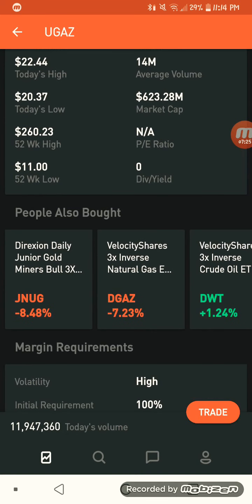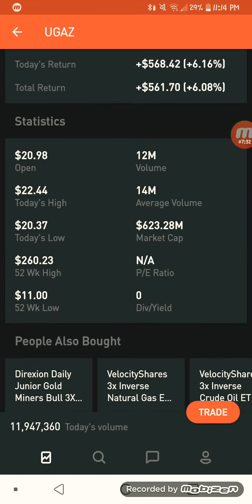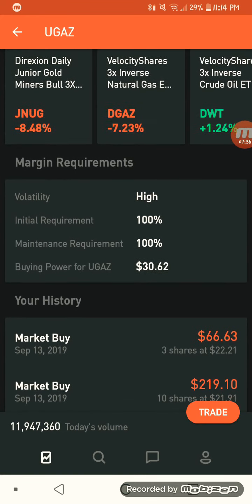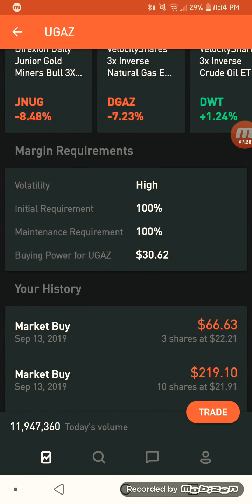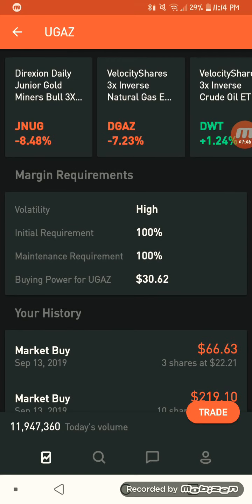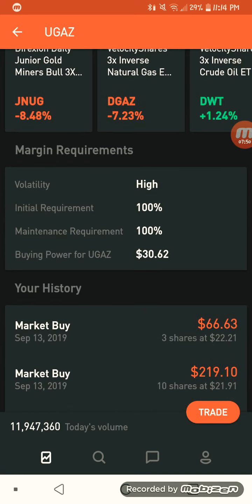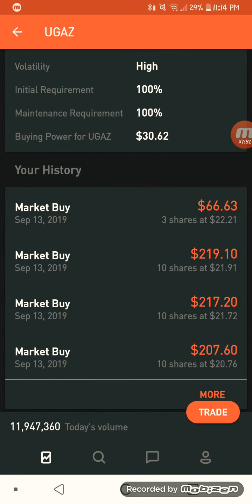And then it's going to give you some recommended stocks based on this one. So DGAS, the inverse of natural gas. JNUG, that's a leveraged ETF for gold. A lot of similar stocks. I have these margin requirements because I have Robinhood Gold, which can let me borrow money if I want it, but I definitely don't use that, so I wouldn't pay attention to it. And you also shouldn't use margin when it comes to investing.